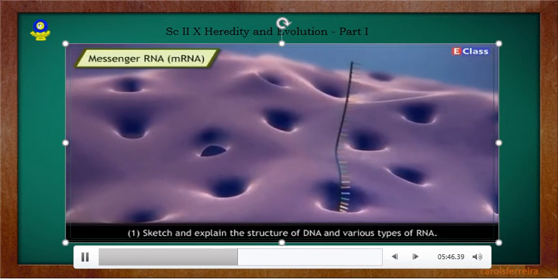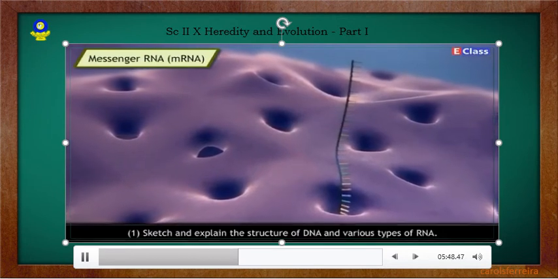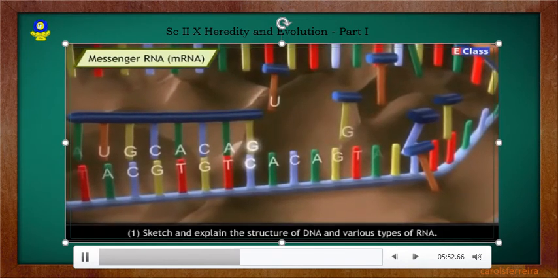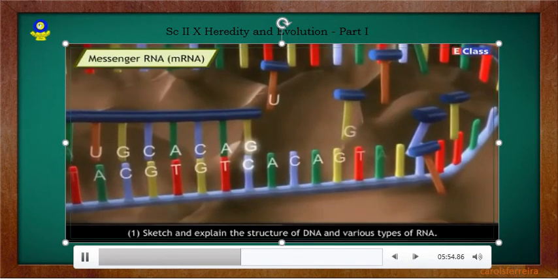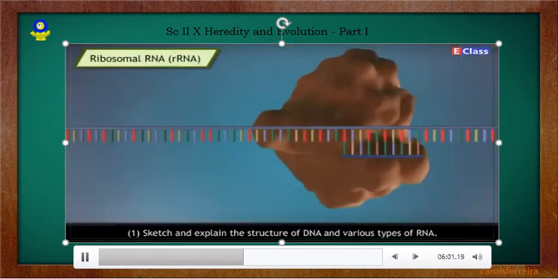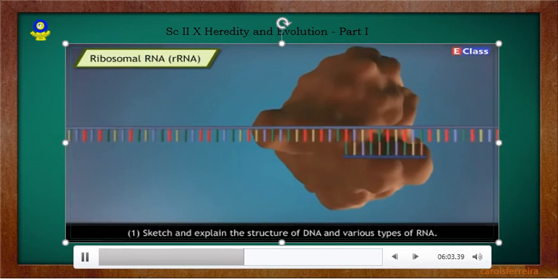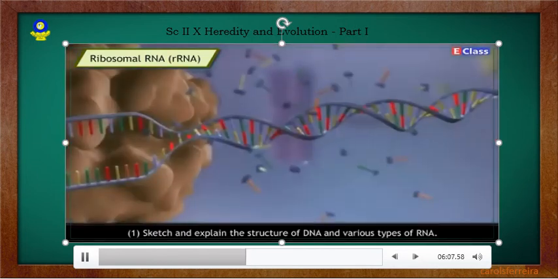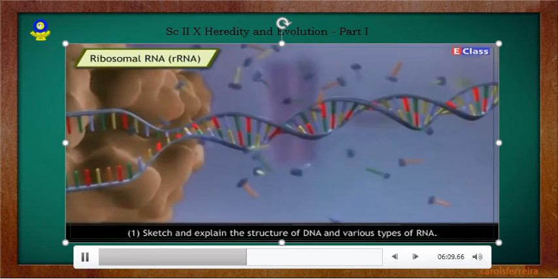mRNA carries the information for protein synthesis from genes on the DNA chain in the nucleus to the ribosomes in the cytoplasm. Therefore, it is called messenger RNA. B. rRNA. rRNA is the component of the ribosomes. It helps in protein synthesis.